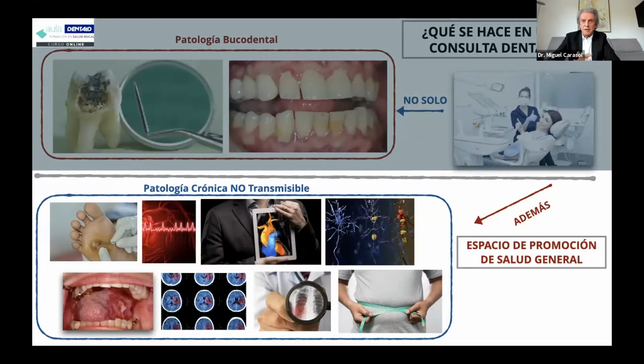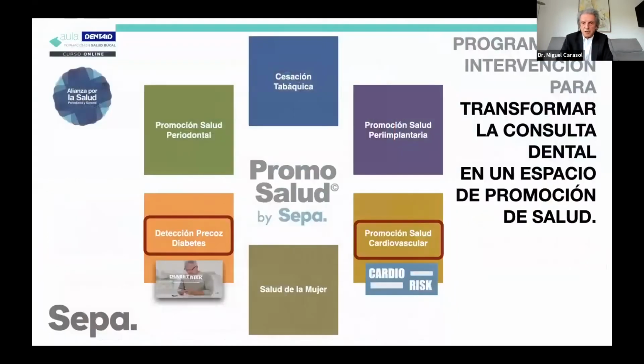As you all know, we should not understand the dental office as a place where we only have to treat oral pathologies, but rather as a place for the promotion of general health. Why? Because if we transform the dental office into an area of health promotion, we can also touch many systemic conditions which are important for the human being, both from a preventive and treatment point of view.